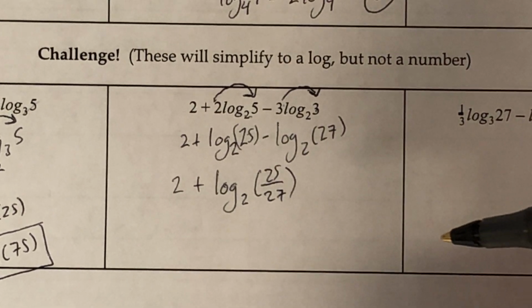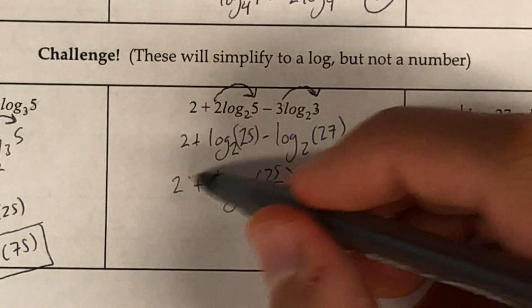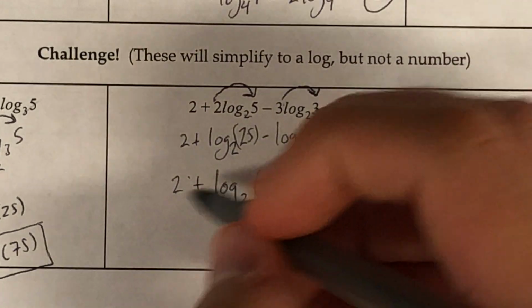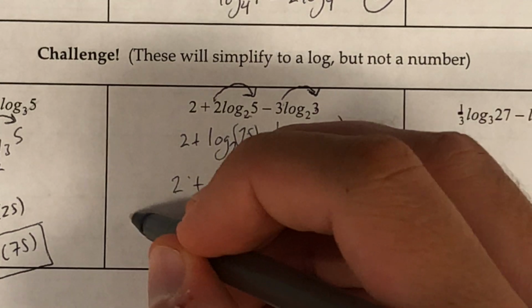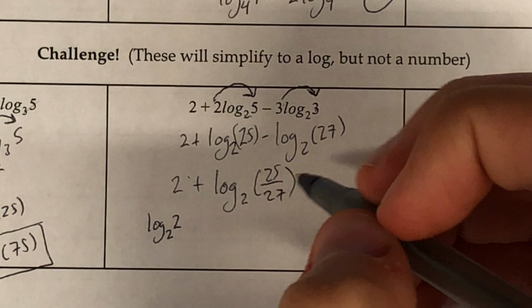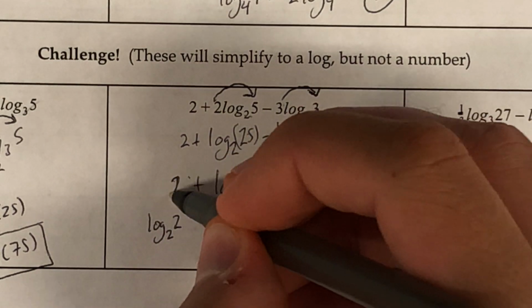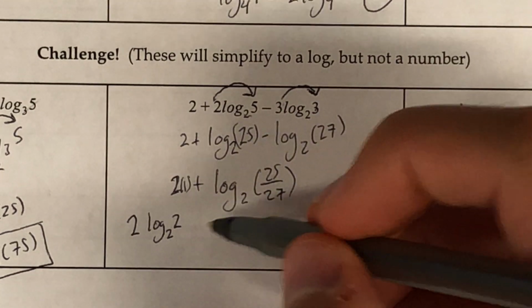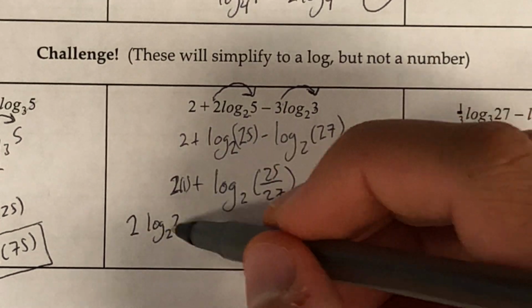Okay, so I've got one log here. What I'd like to do is be able to combine these together. So one thing that we know about logs is that anything with the same base and what you're taking the log of is just 1. So this is essentially a 2 times 1. It's the same thing as 2. So what I can do is I can write this as 2 times log base 2 of 2.